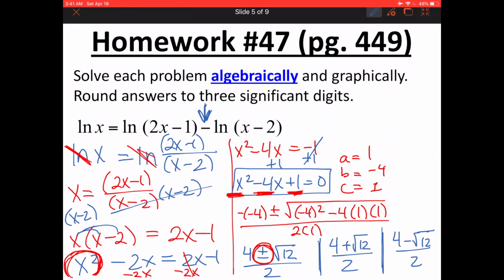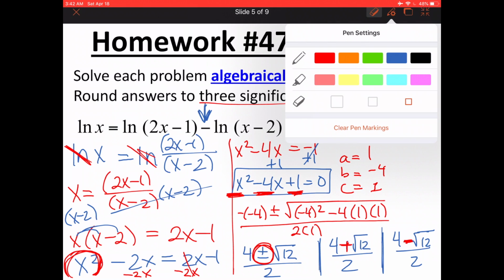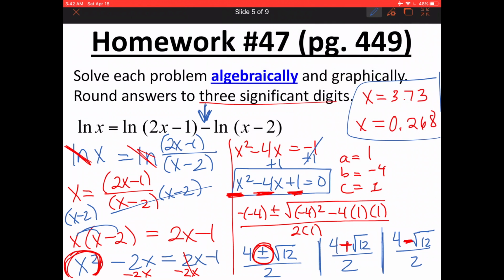So when I do 4 plus the square root of 12 over 2, I end up with x equals 3.73. When I do 4 minus the square root of 12 over 2, I end up with x equals 0.268. Again, 3 significant digits. This 0 to the left does not count. Okay? So here are my two answers over here on the right, but you want to check them.